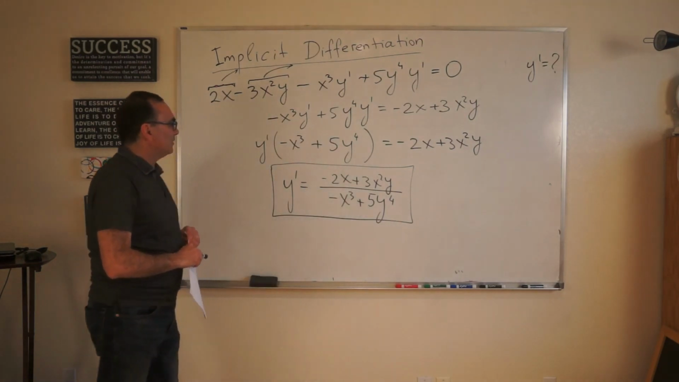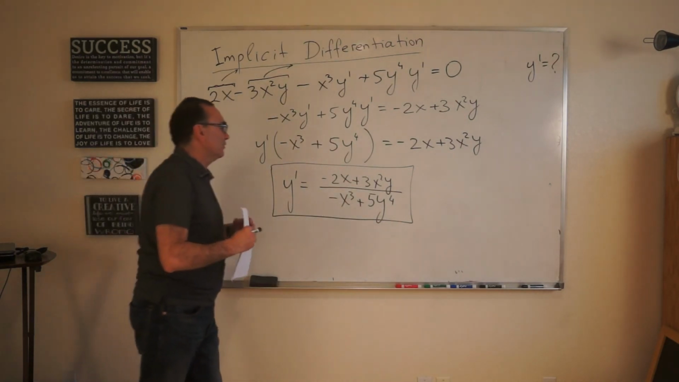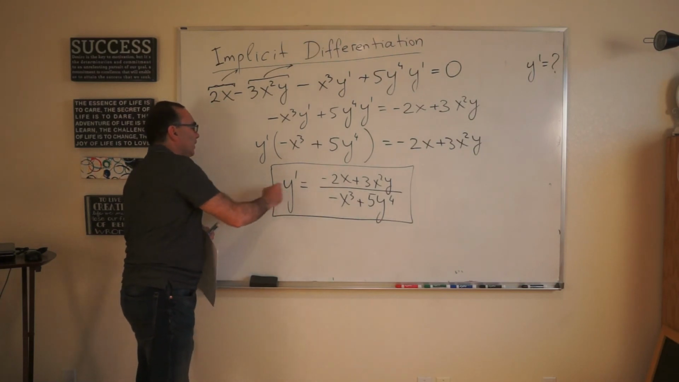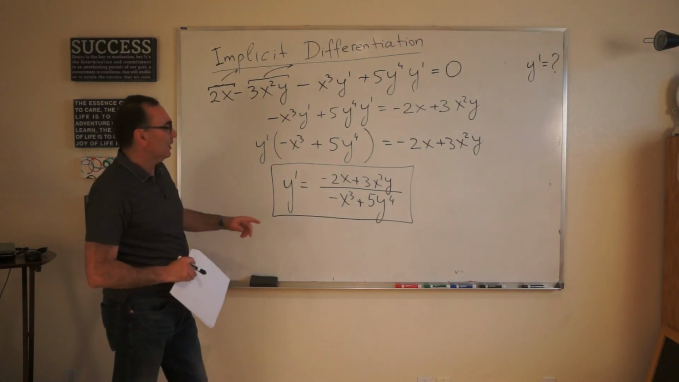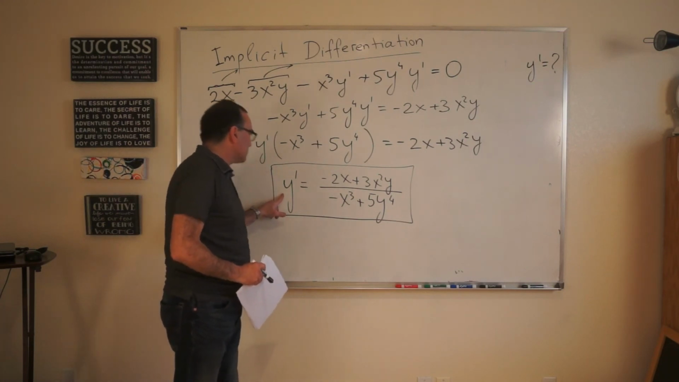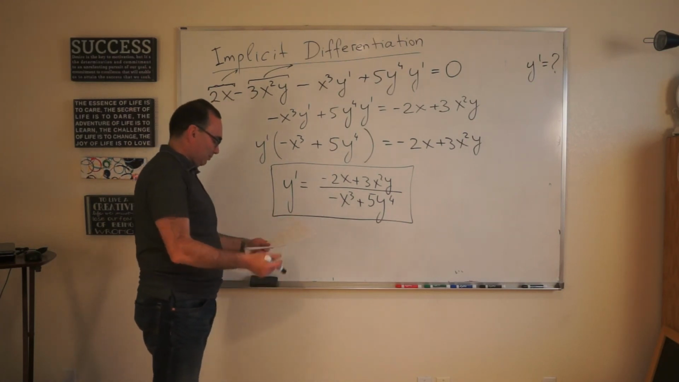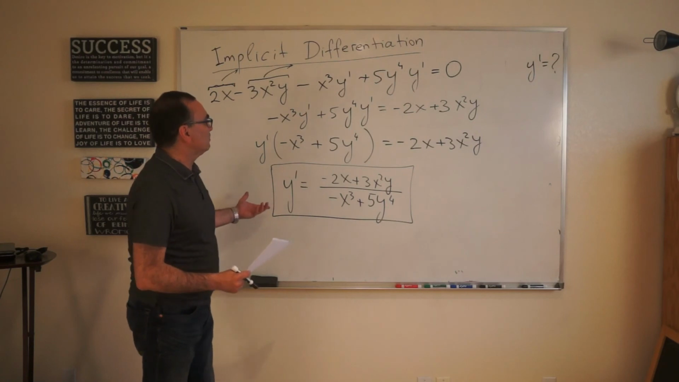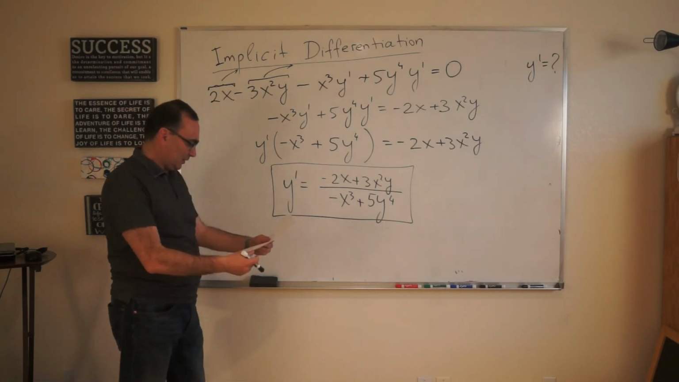In fact, this method is kind of miraculous because we were not able to find an expression for y. We were not able to solve the original equation for y, but it is possible to solve it for y prime. And once again, this method is called implicit differentiation.